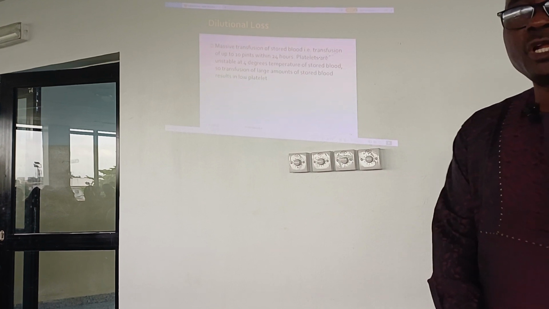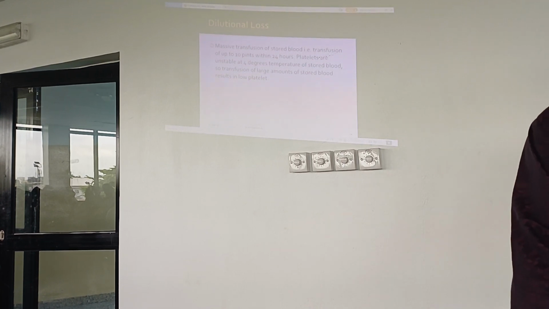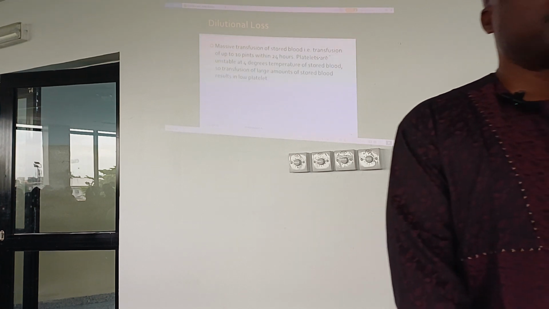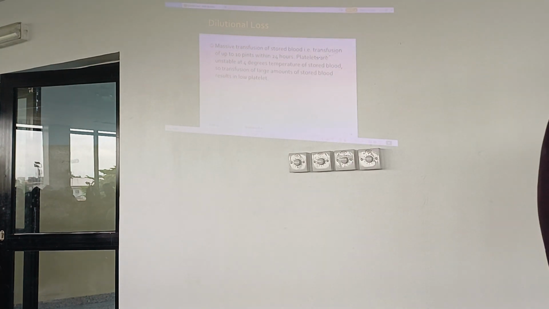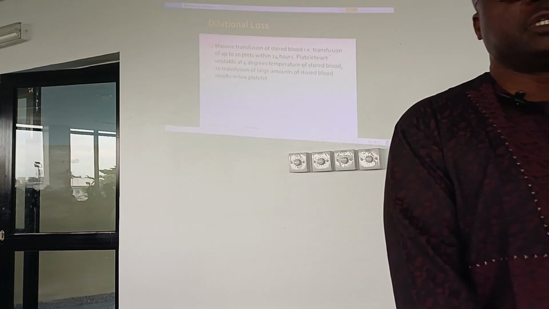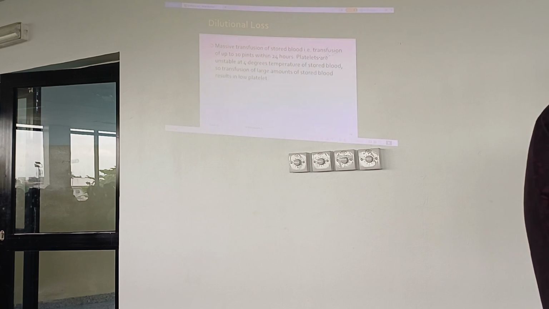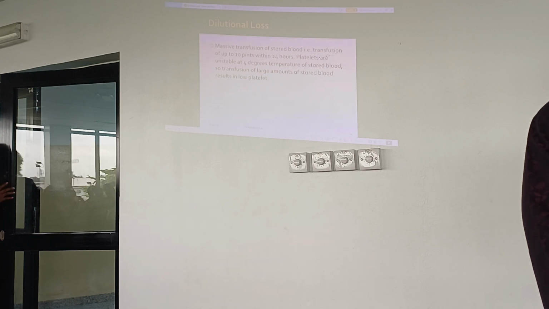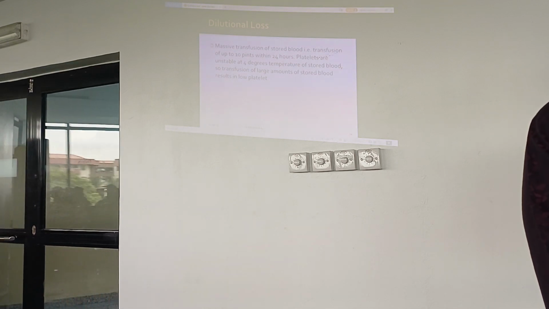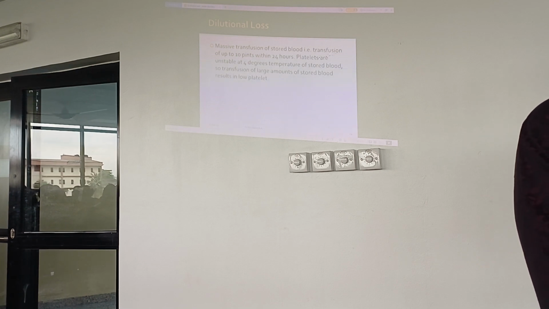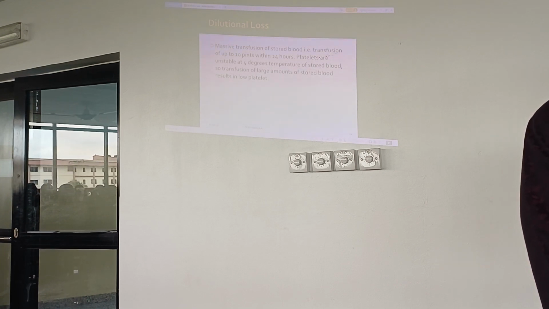There could also be dilutional loss. The explanation is massive blood transfusion, which is transfusion of the total blood volume of the individual within 24 hours. So total blood volume is what? 5 liters for everybody? We are not going to have the same total blood volume. Why? Age and sex. So it cannot be 5 liters; it should be in mils per kilo.